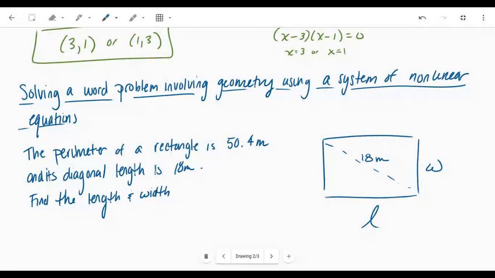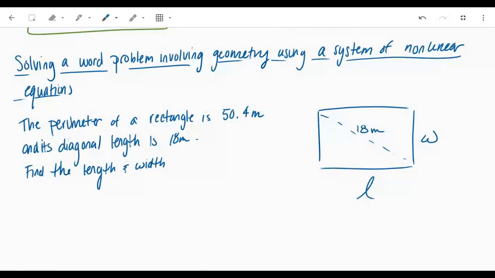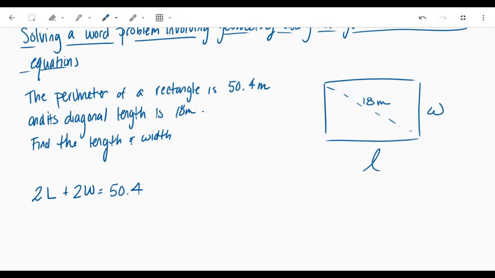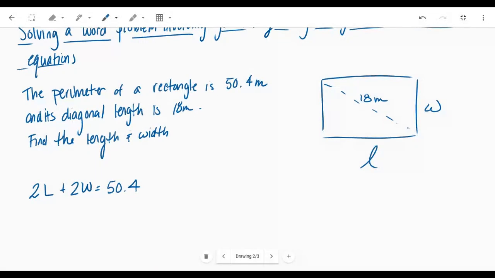Okay, so just make sure you look at each piece of information given to you separately. The perimeter is 50.4. So that means 2 times, I'm going to use capital L and capital W for length and width, 2L plus 2W equals 50.4. You could also split that in half. Length plus width should equal 25.2 then. Half the perimeter, right?